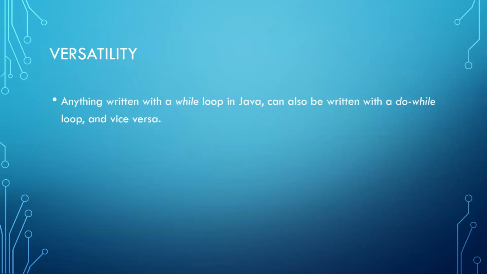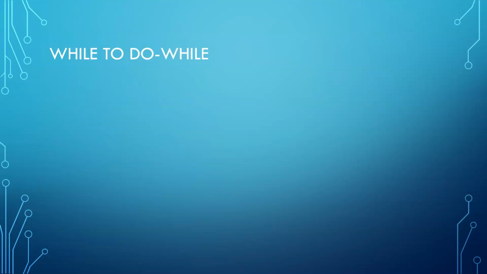Anything that is written with a while loop in Java can also be written with a do while loop and vice versa. As you've noticed, the outputs to those two loops were the same. They both said hello 3 times.